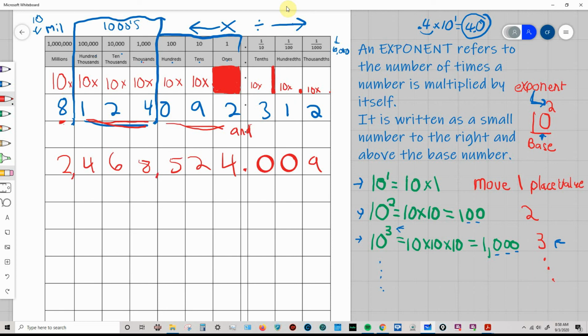So if you've come back from the pause, you should be reading this as 2,468,524 and, with two zeros and then only a 9 there, so don't say 0.009, say and 9 thousandths. 2,468,524 and 9 thousandths. Alright, so that's all we're going to do today. We'll pick up with this and we'll do some of the operations with these exponents.